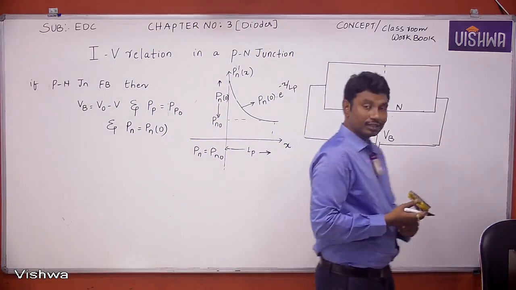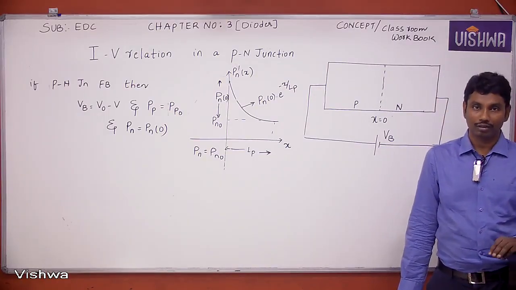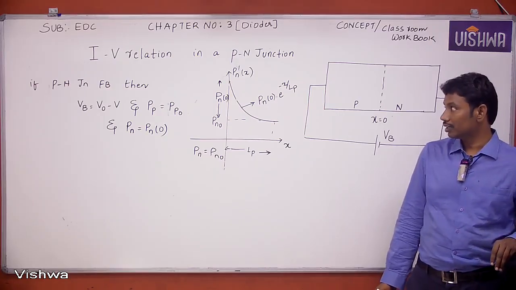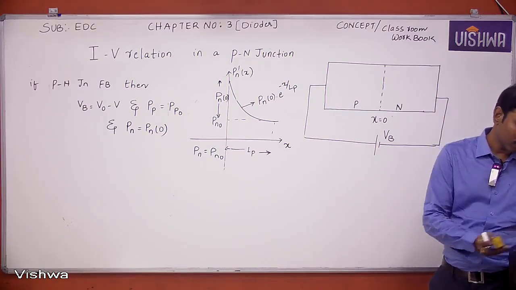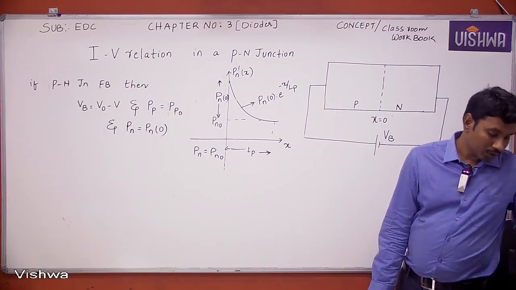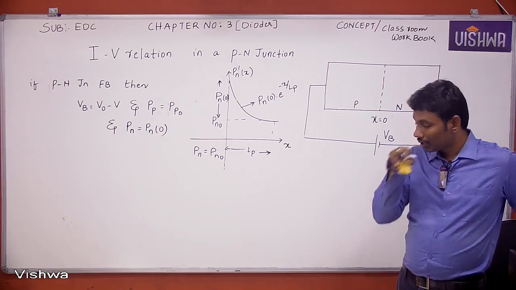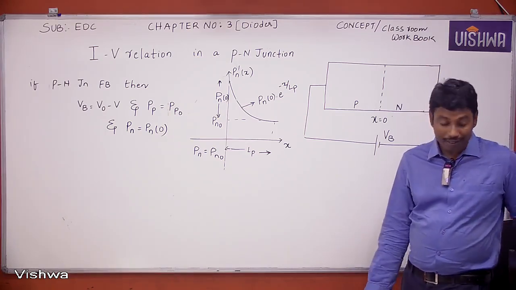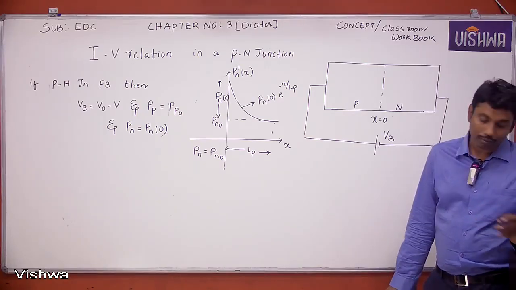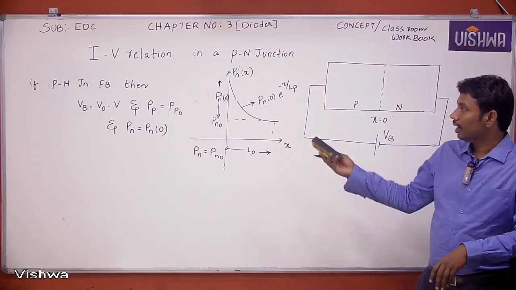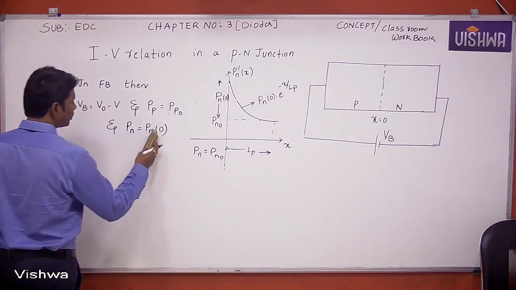What I'm saying here is, in the previous case, if the PN junction is in open circuited condition, PP is nothing but PP0 and PN is nothing but Pn0. In case of forward bias condition, the net barrier is VB equal to V0 minus V, and PP is nothing but PP0, and Pn is nothing but Pn of 0.